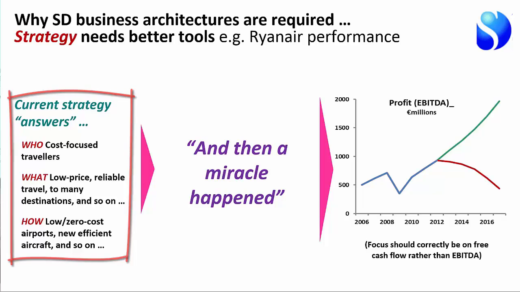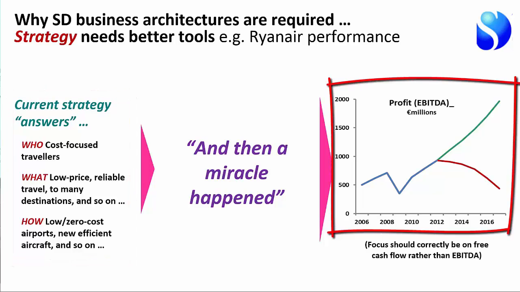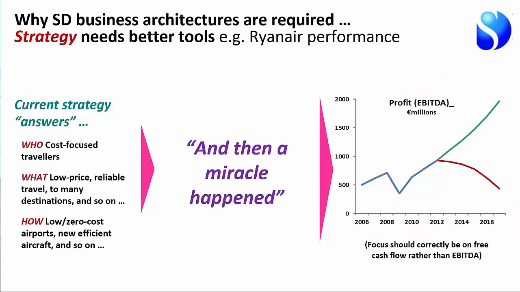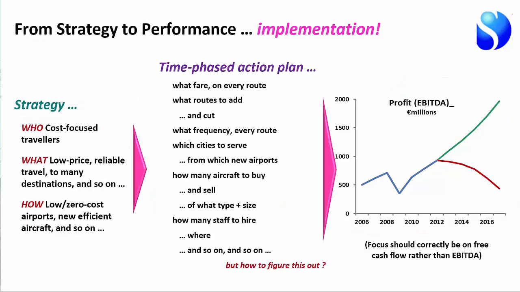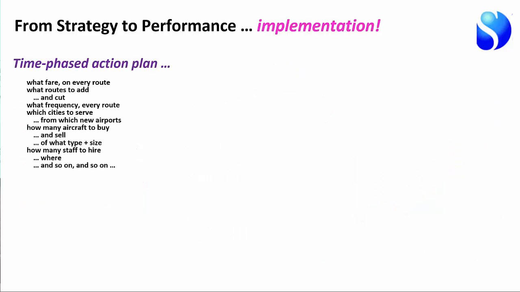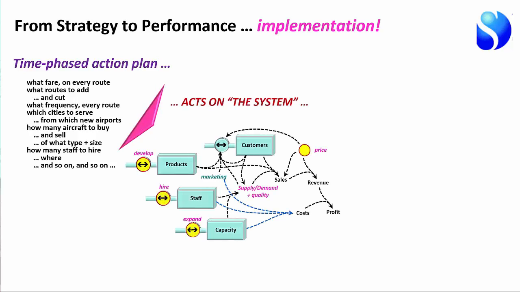How do you get from here to the profit out there? That's the strategy problem. Well, how you get from there to there is that you have a time-phased action plan. What fare, what routes, what frequency, which cities, how many aircraft, how many staff. But how do you figure that out? Well, that's what we can now do. That's what this method allows you to do. So here's our time-phased action plan. That action plan acts on the system, and the system generates performance.